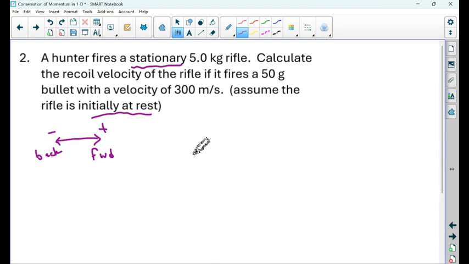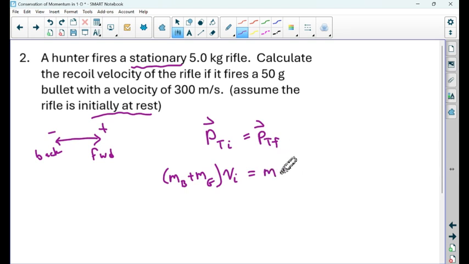Okay, so let's deal with our conservation of momentum. We're going to say our total momentum initial equals our total momentum final. Those are going to be equal to one another. We say that in the beginning, we know they're together. So we've got the mass of the bullet plus the mass of the gun times the initial velocity. Now they're together, so I only have to write the initial velocity. That's going to equal the momentum after, which is the mass of the bullet times the velocity of the bullet final plus the mass of the gun times the velocity of the gun final.